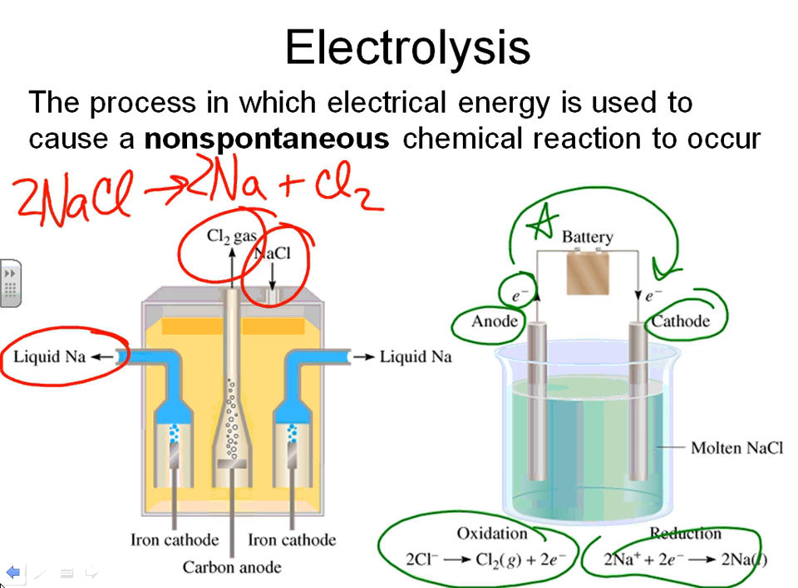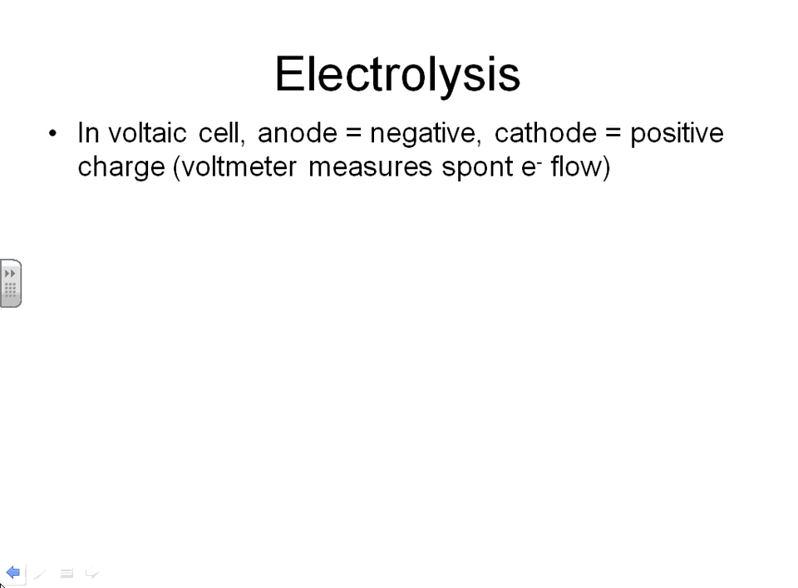But, difference, we have a battery. A battery here in place of a voltmeter, and that battery is providing the electricity that is causing this non-spontaneous reaction to occur. The battery is the thing that is forcing this to happen. It's saying it wouldn't happen on its own. We hook it up to a battery. The battery sort of jolts it and forces this redox reaction to happen.